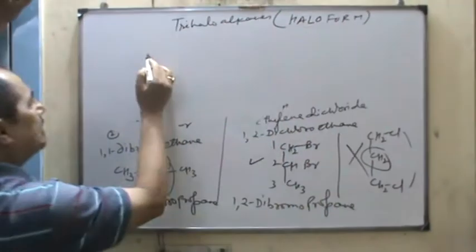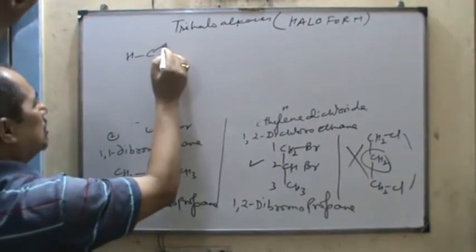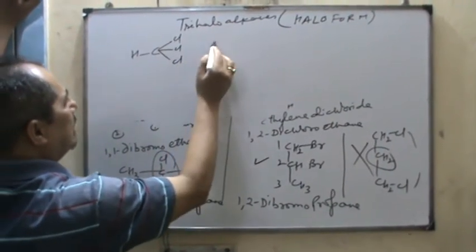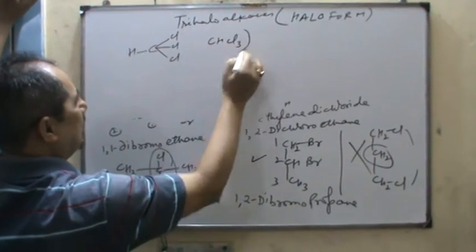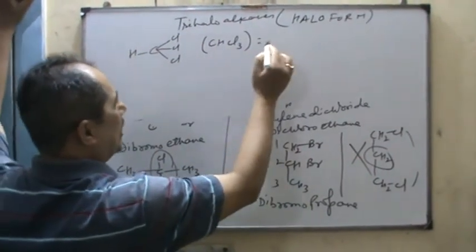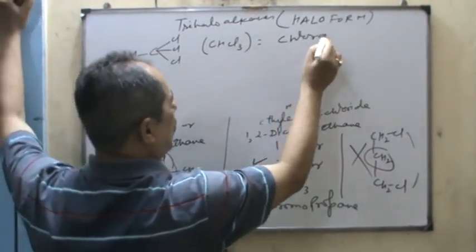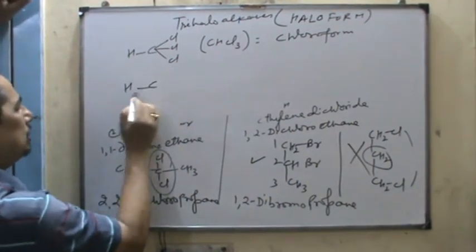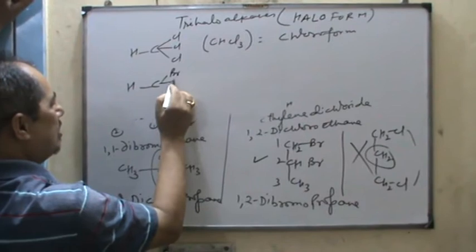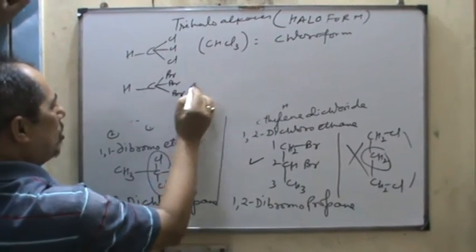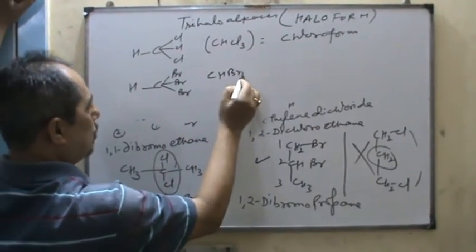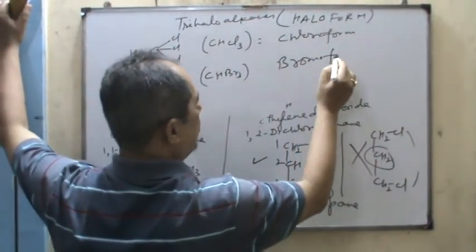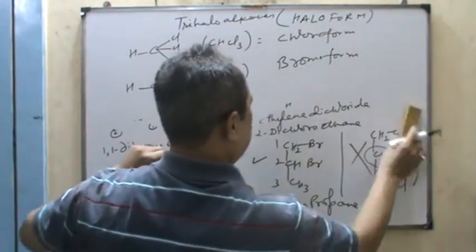Haloform. Their structures here are CHCl3, that means CHCl3. That is called chloroform. CHBr3 is what? Bromoform.